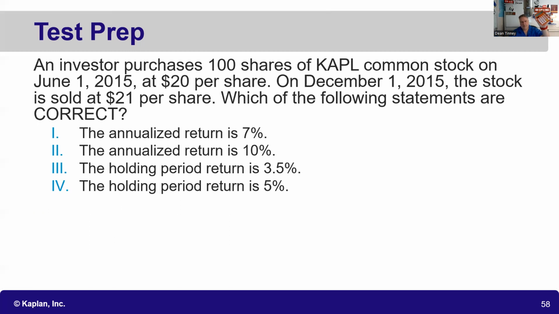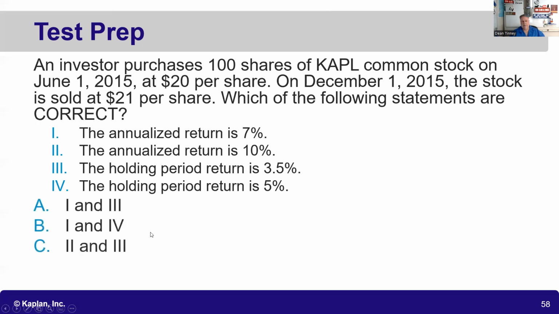So the holding period return was 5%. Now it's 6 months, so if I could do that twice in the year, times 2, the annualized return is 10%. So the holding period was 5% and the annualized is 10%, which is choice 2 and 4.